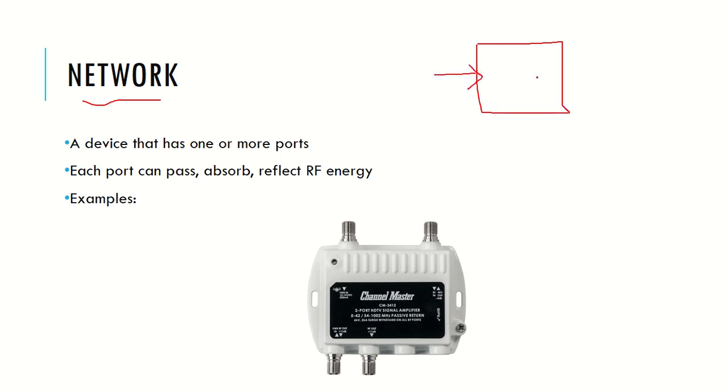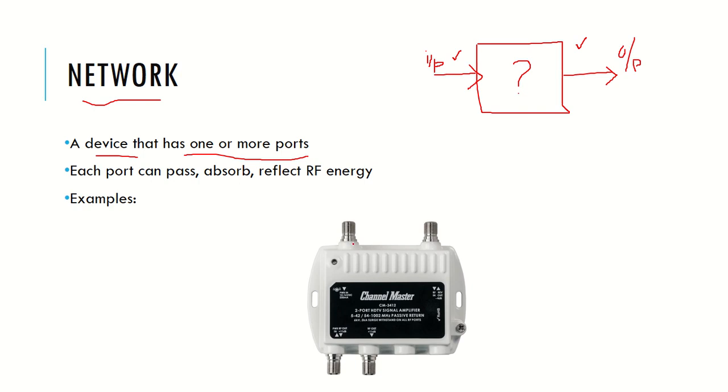Here I can give some input. This is going to give me some output. So this is my device under test. Here I give my input, and at this side I'm going to get my particular output. So this is my network which I'm going to test. And this input and output are called ports on a network. So any device that contains ports, we call a network. To define a network: a device that has one or more ports.